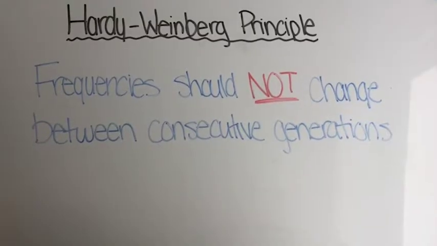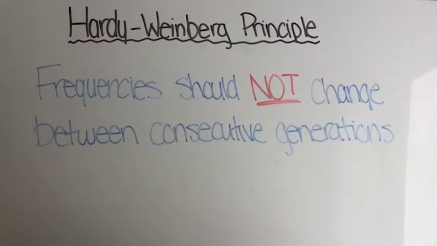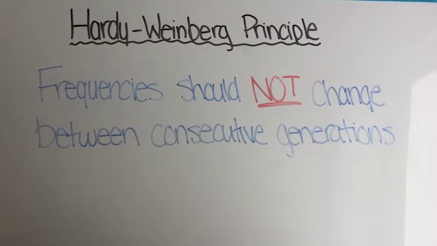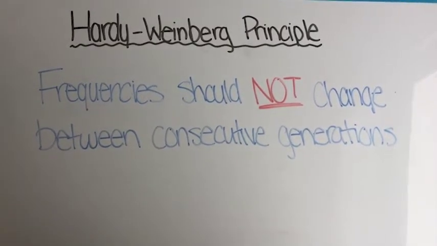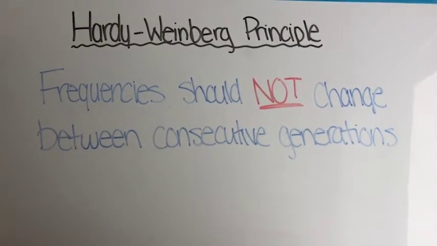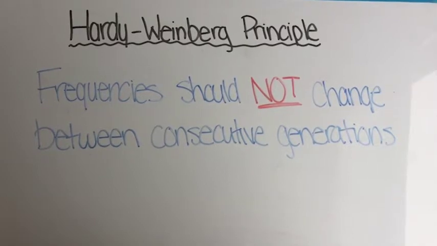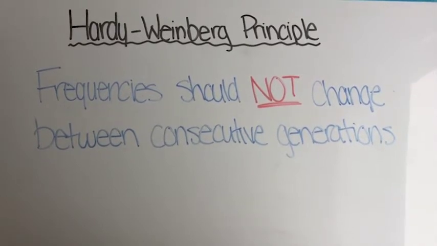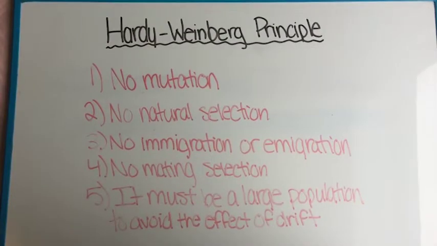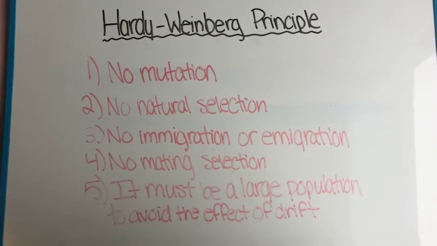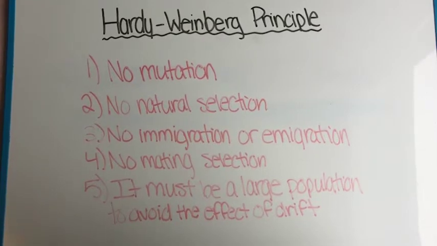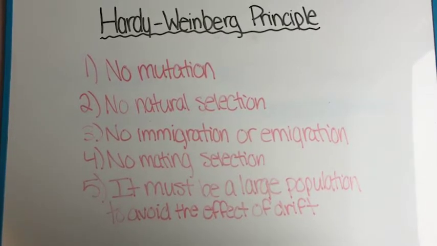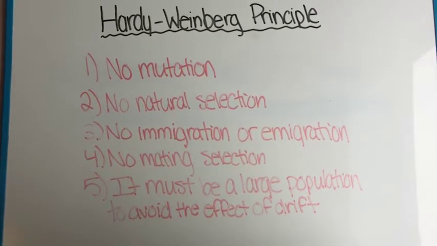In terms of dominant deleterious alleles like Huntington's disease in a large, diverse population, how come the frequency is so low? The Hardy-Weinberg principle states that the frequency of an allele in a population should not change between consecutive generations. This is dependent on 5 factors. No mutation, no natural selection, no immigration or emigration, no mating selection, and lastly, it must be a large population to avoid the effect of genetic drift.